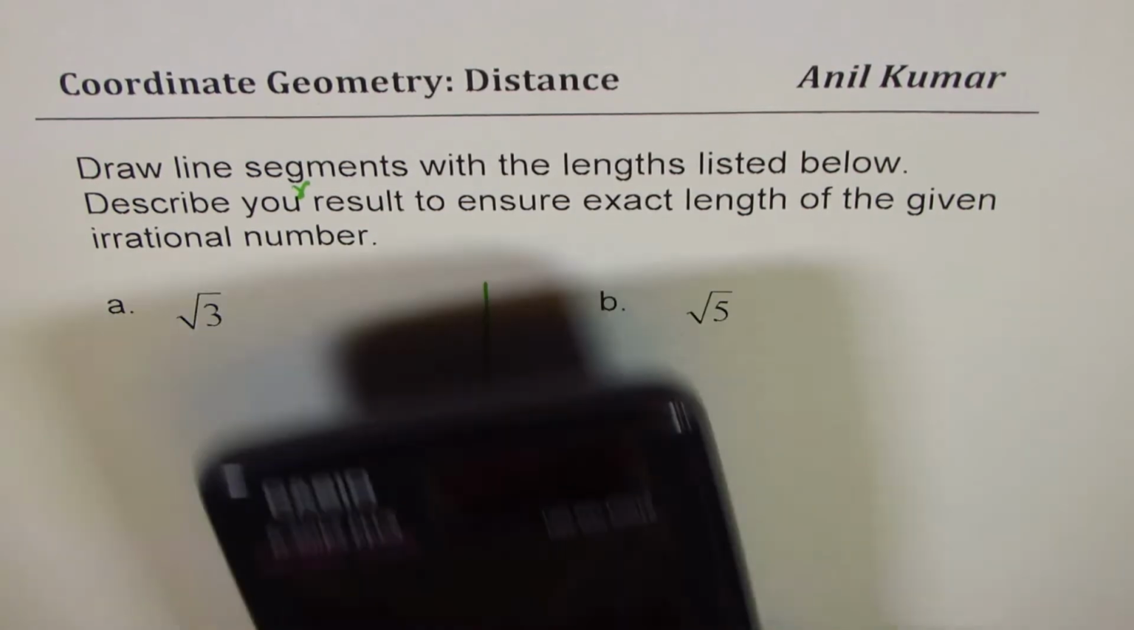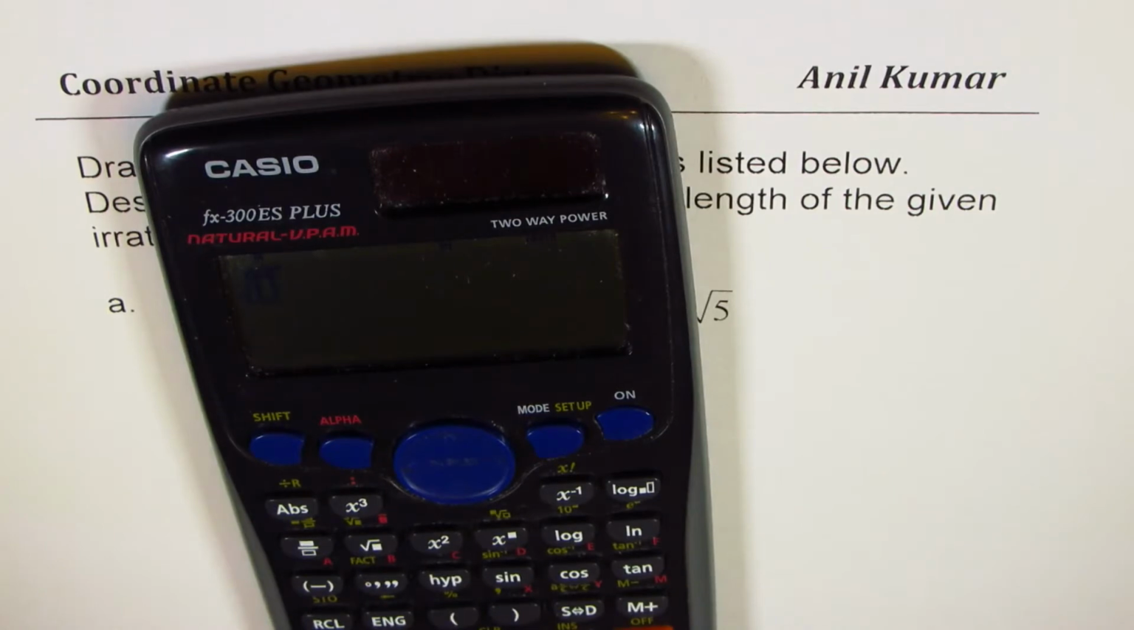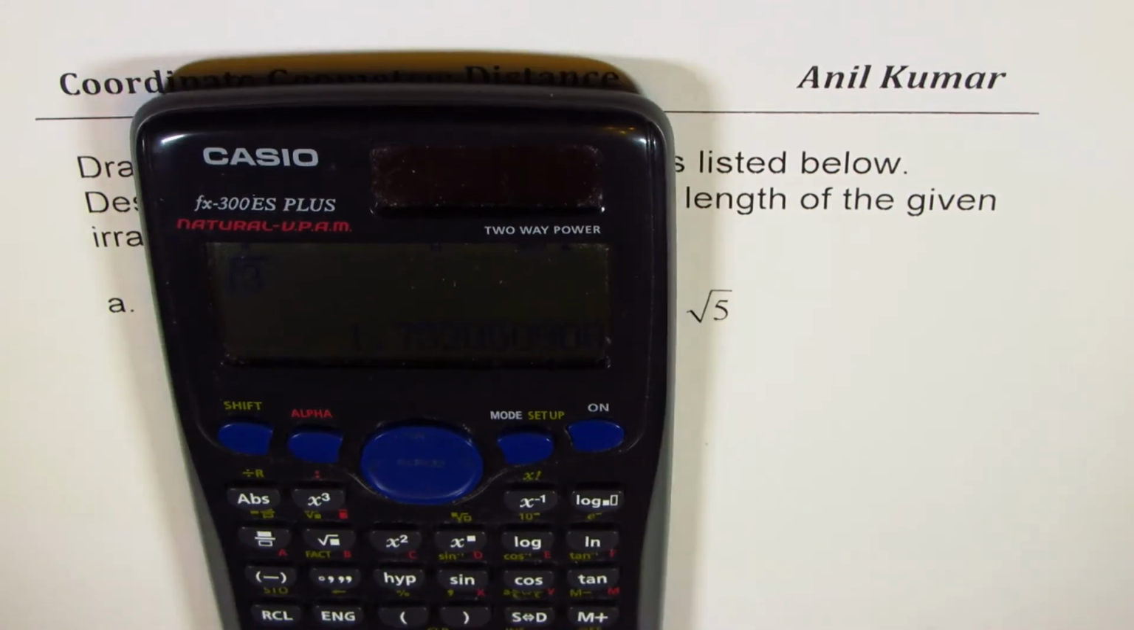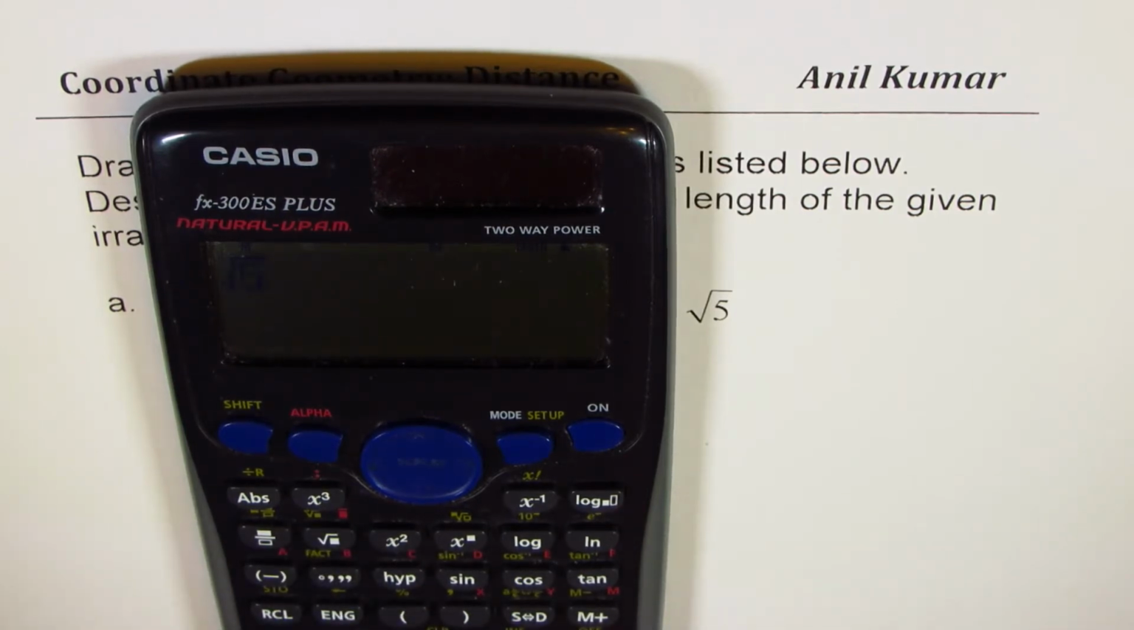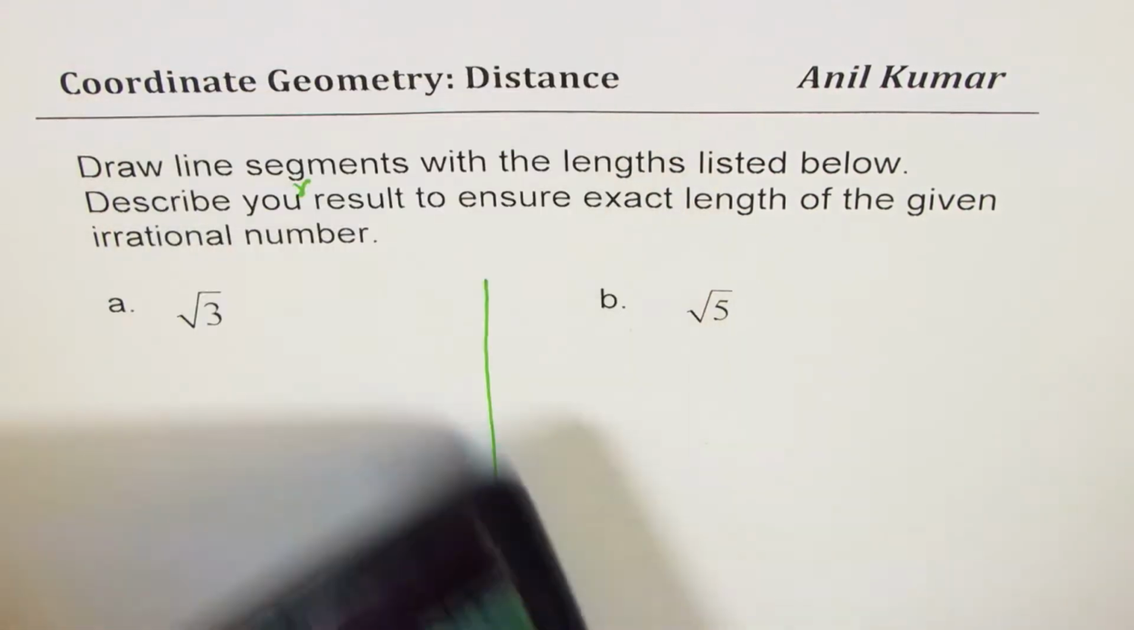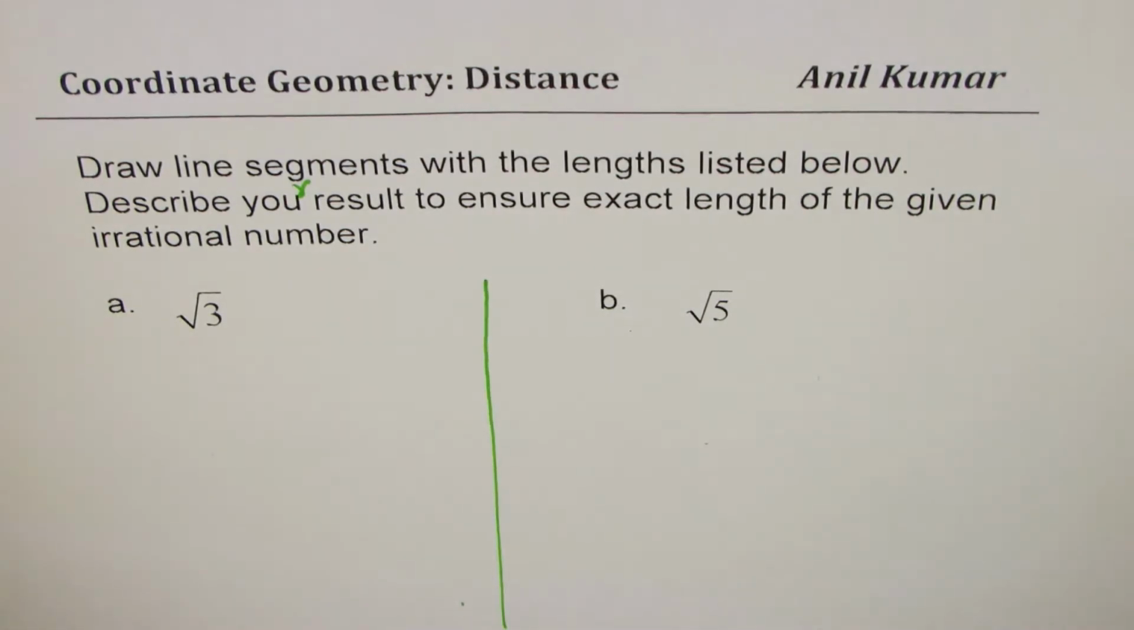So on a calculator, if I do square root 3, for example, and check the value, then the decimal value is not repeating, right? So it goes on and on forever. Similarly, square root 5 will also give me a decimal value which is an irrational number, which doesn't repeat. And therefore, we cannot write this as a rational number. So they are irrational numbers.